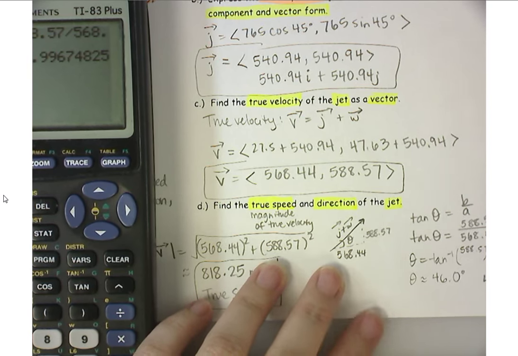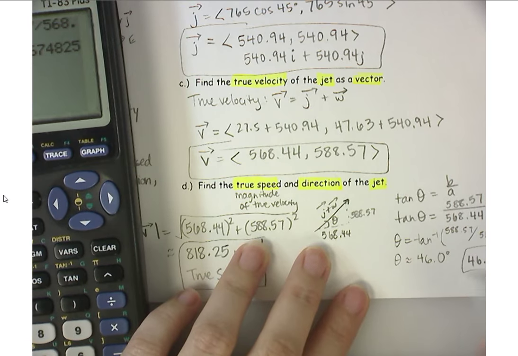Okay, so you can say 46 degrees north of east. And then I'm just going to give you a couple of equivalent directions you could have.